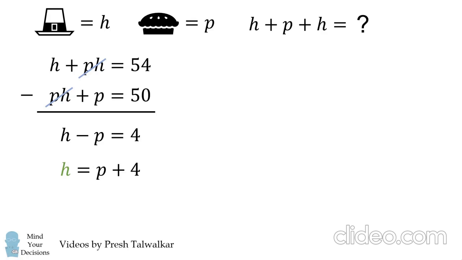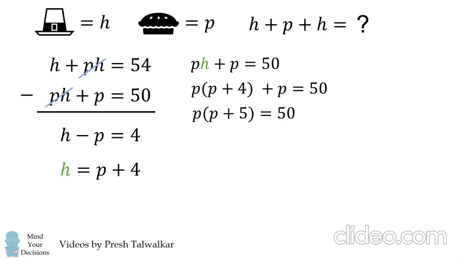We now want to go back to one of these equations. So let's look at the second equation and substitute in for H. So we have P times the quantity P plus 4 plus P is equal to 50. Well, we have P plus 4 terms of P, and we have one more term of P. So in all, we have P plus 5 terms of P. So the equation simplifies to be P times the quantity P plus 5 is equal to 50.